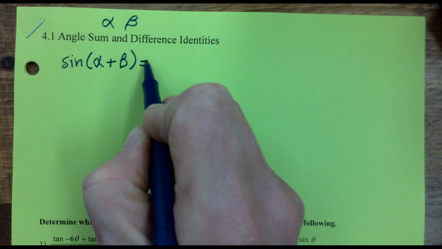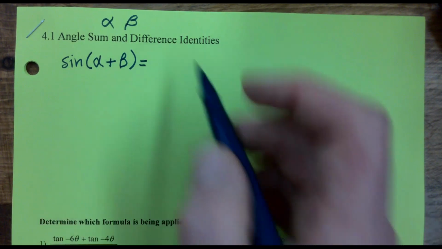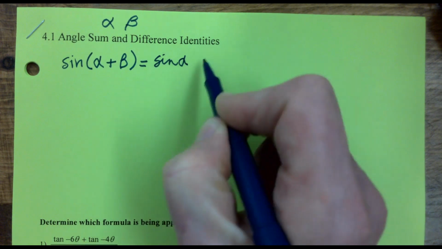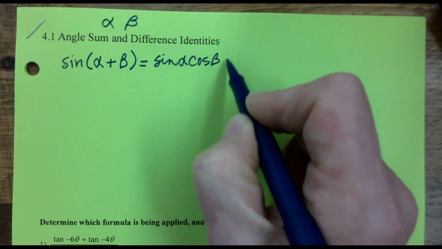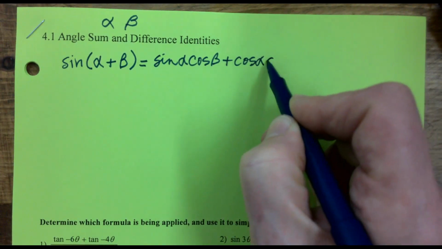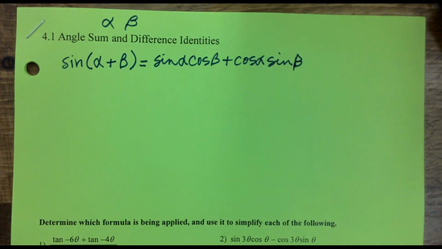So the sine sum, and I know it's a sum because there's a plus between it, is the sine of alpha, the cosine of beta, plus the cosine of alpha, sine of beta. And what this means is, if I am taking the sine of two angles added together, I can't just do the sine of the first angle plus the sine of the second angle. It doesn't work that way because that's not how trig works when we do these circular moves and with our identities. And so this is how I expand it out to figure out what that value is.